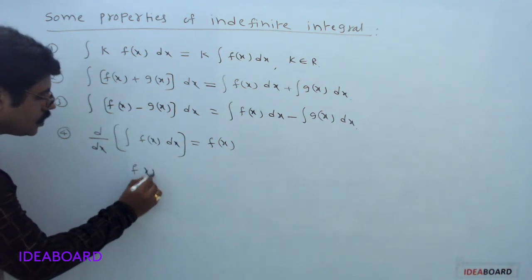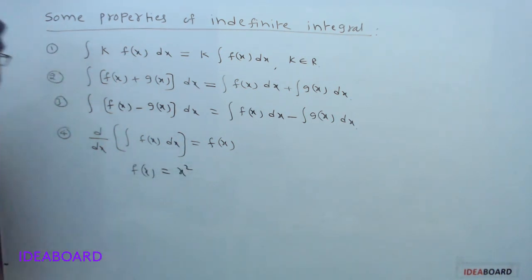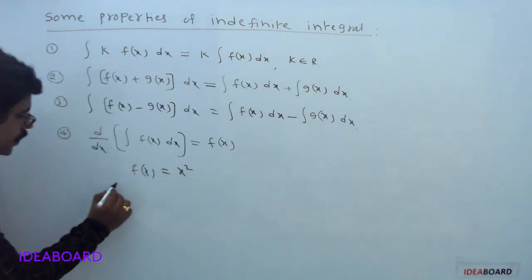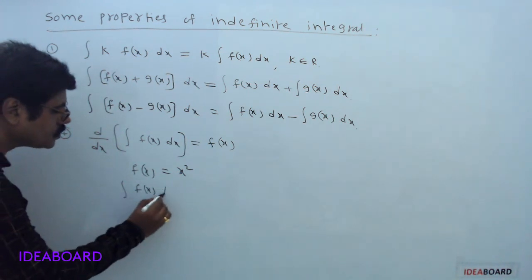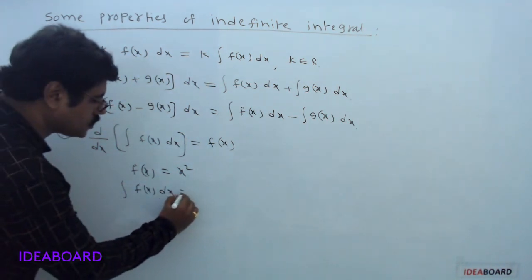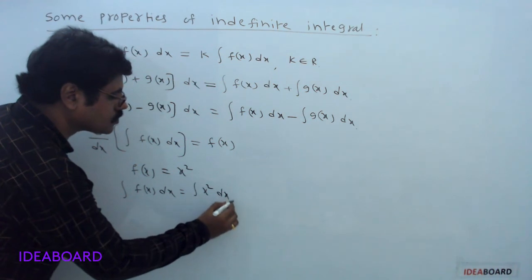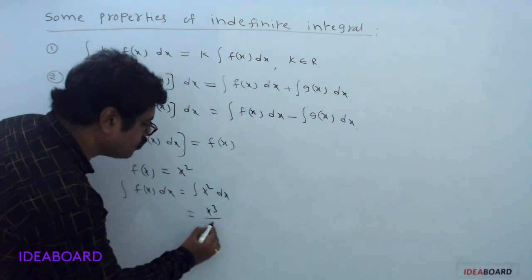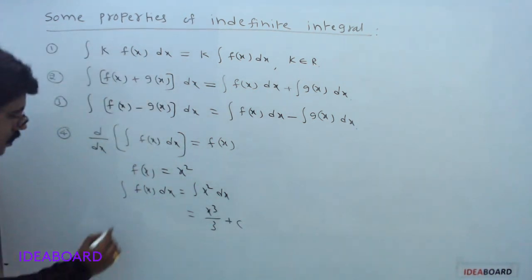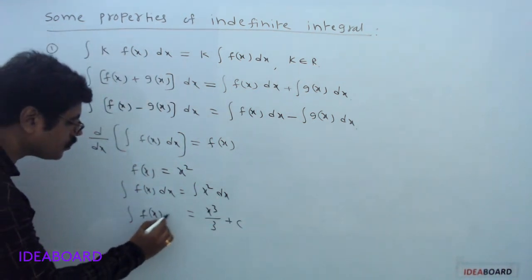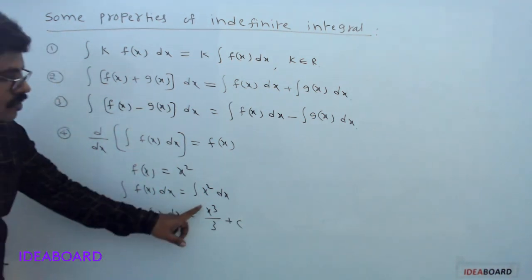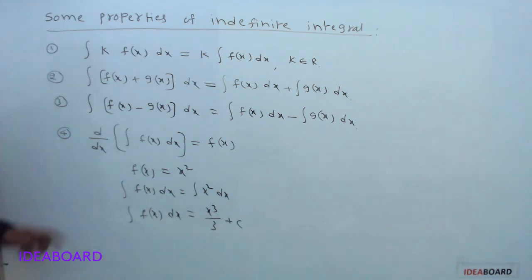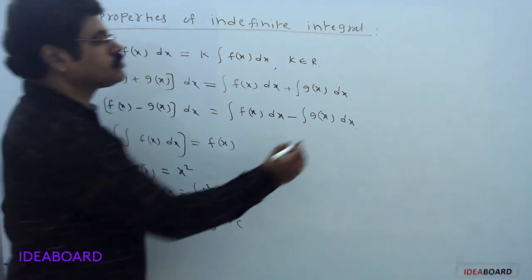For example, f of x equals to x square. Now calculate integral of a function f of x. So integrating on both sides, integral f of x dx equals to integral x square dx. Now this is x cube by 3 plus c. So integral f of x dx equals to x cube by 3 plus c. Now differentiate this equation on both sides with respect to x.